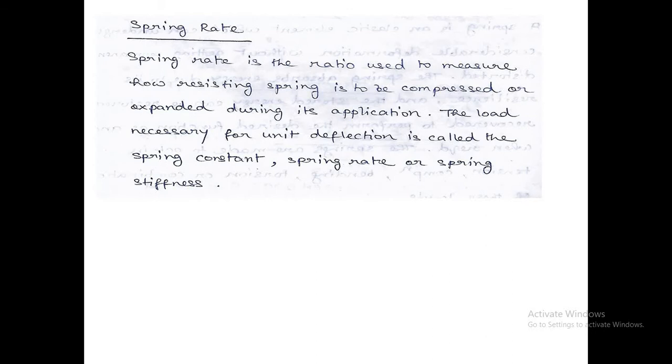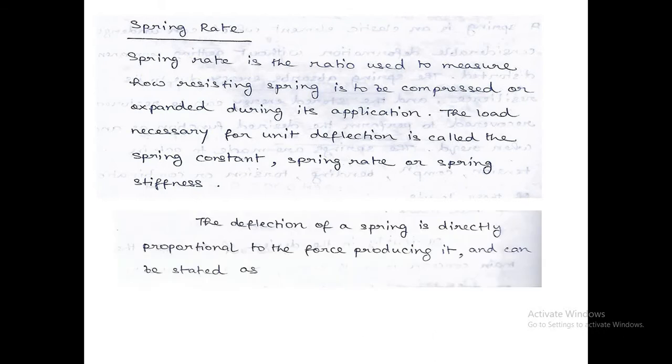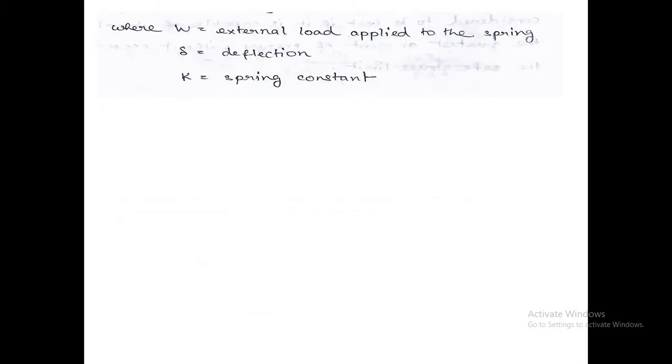Spring weight is the ratio used to measure how resisting a spring is to being compressed or expanded during its application. The load necessary for unit deflection is called the spring constant, spring weight, or spring stiffness. The deflection of a spring is directly proportional to the force producing it, and it can be stated as W equal to K into delta, where W is the external load applied to the spring, delta is the deflection, and K is the spring constant.